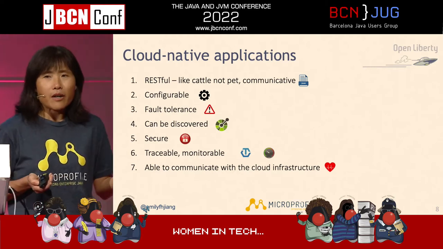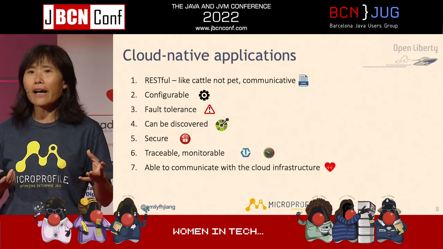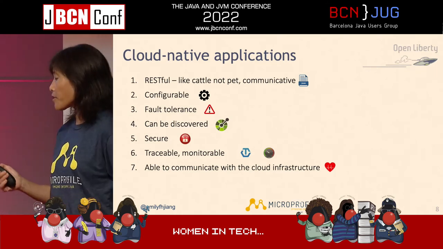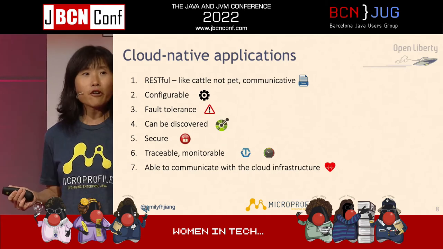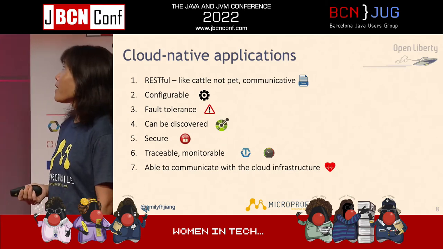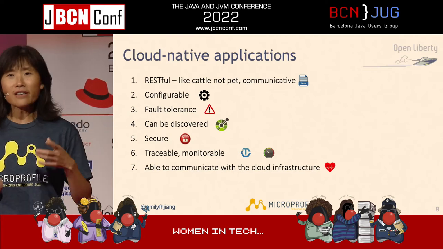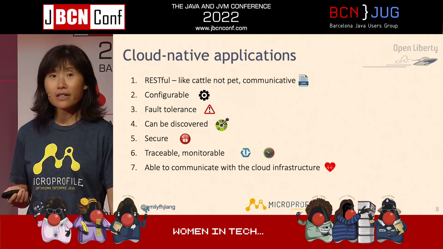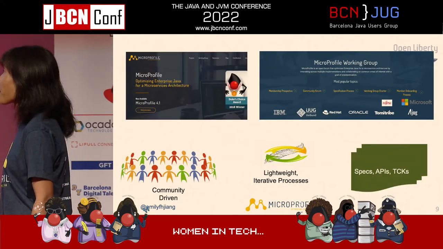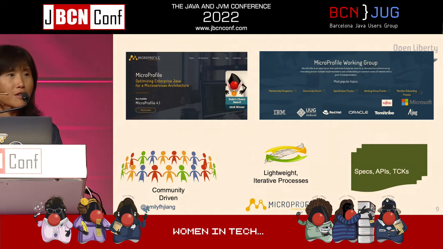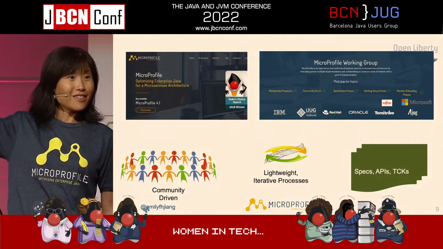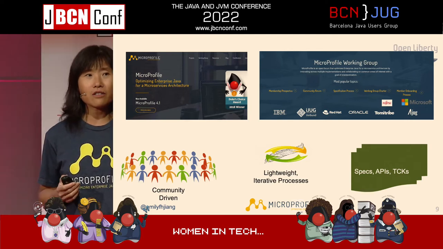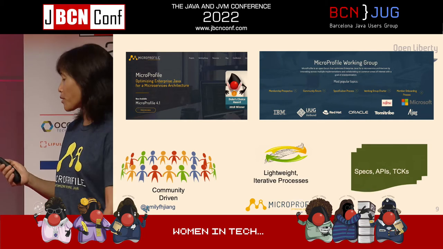As you can see, if you have monoliths, you can convert them to be cloud-native applications if you think about how to fulfill these requirements. However, you might be thinking that now you suddenly have a long list to deal with. Luckily, MicroProfile comes to the rescue. Anybody know MicroProfile? If you don't, check it out, it's really easy. Later on, I will do a demo to show you.